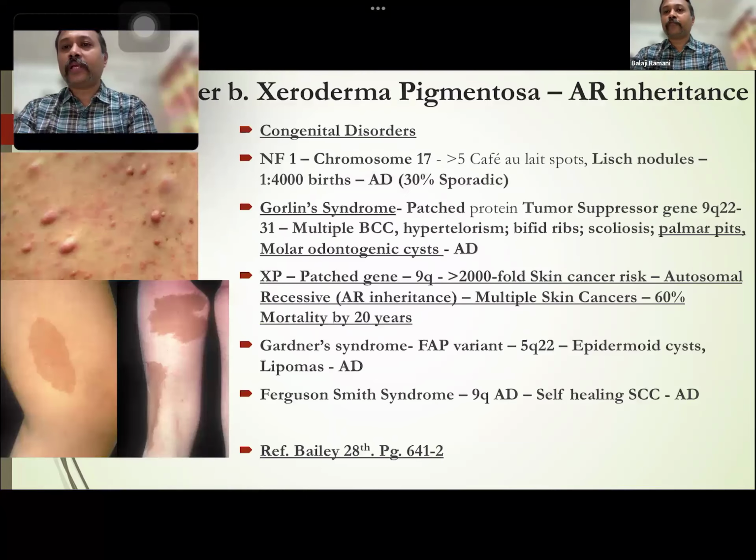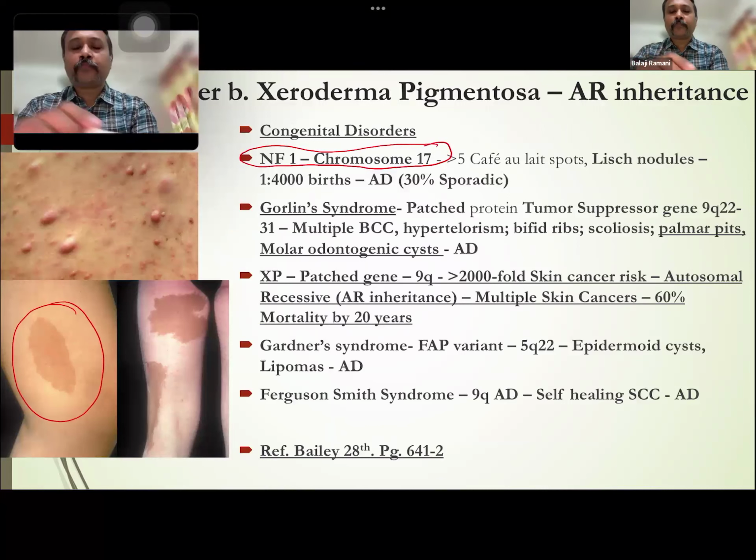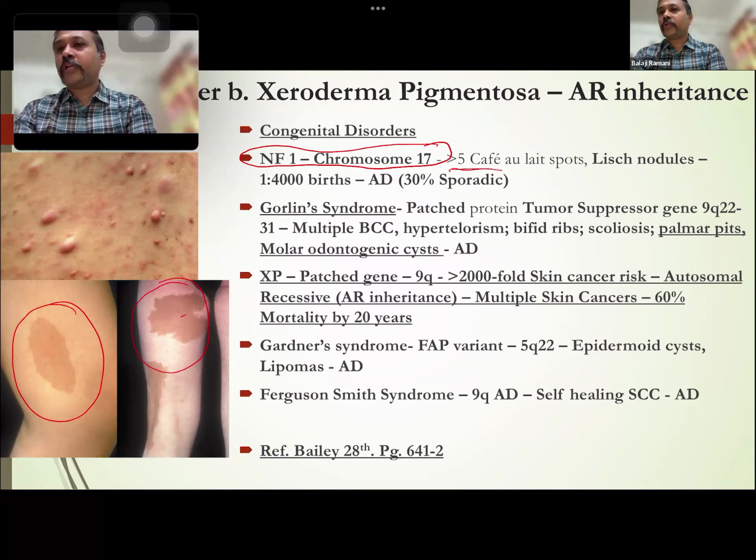For example, NF1 is in chromosome 17. Neurofibromatosis, where you have the typical coast of California pattern and the coast of Maine pattern, as we call it. One is smooth, the other one is going to be much more lobulated. So these are the cafe au lait spots. Usually more than 5 cafe au lait spots, more than 5 centimeters in size, are going to be significant. Then you also have the Lisch nodules which are present, and it is autosomal dominant. In 30% of cases it can be sporadic as well, a non-inherited sporadic type.